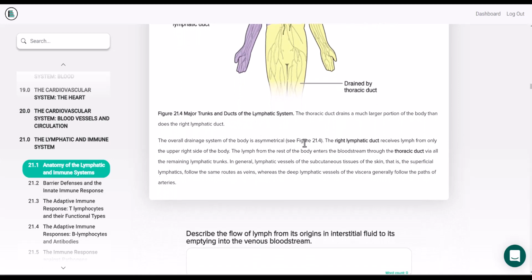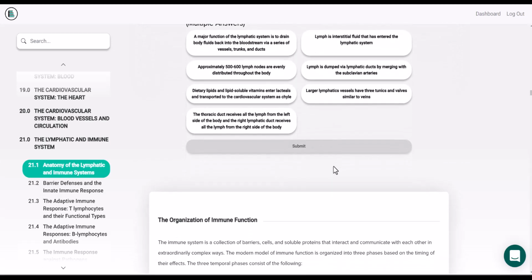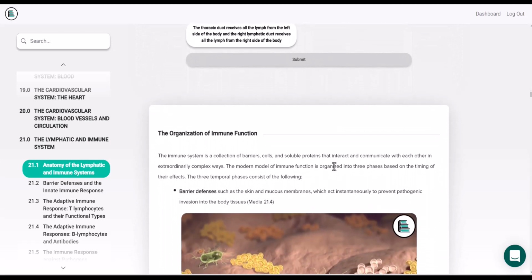So again, we see the asymmetric distribution of the drainage, and the right lymphatic duct is only receiving from a portion of the body, whereas the rest is coming up through the thoracic duct. Note too that it's the right lymphatic duct and the thoracic duct. Some books may call it the left lymphatic duct, but here it's the thoracic duct. Make sure you are entertaining these questions.